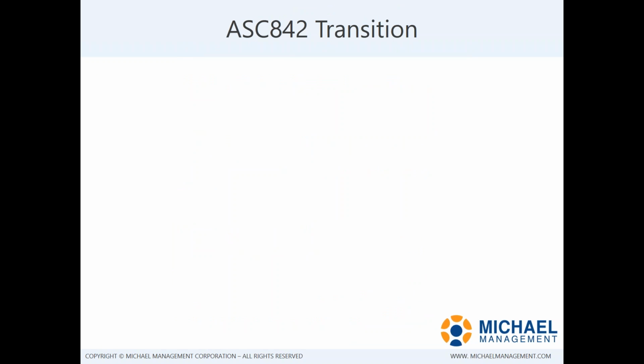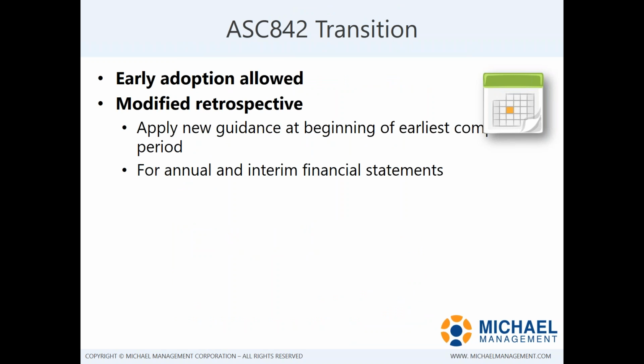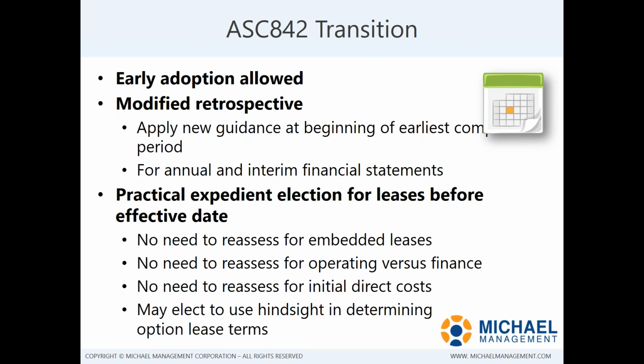I know this is so. My point is, it's more complicated than you might imagine. There's 2 choices on how you adopt. There's a modified retrospective that you can choose. The idea is that you apply the new guidance at the beginning of your earliest comparative period. I'll talk about that in a minute. Basically, if you adopt on 1/1/19, your first comparative period would be at the end of your first quarter in 2019.